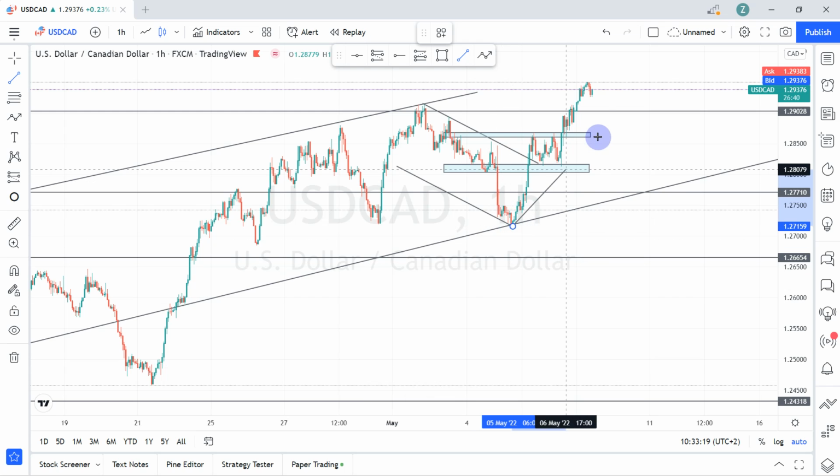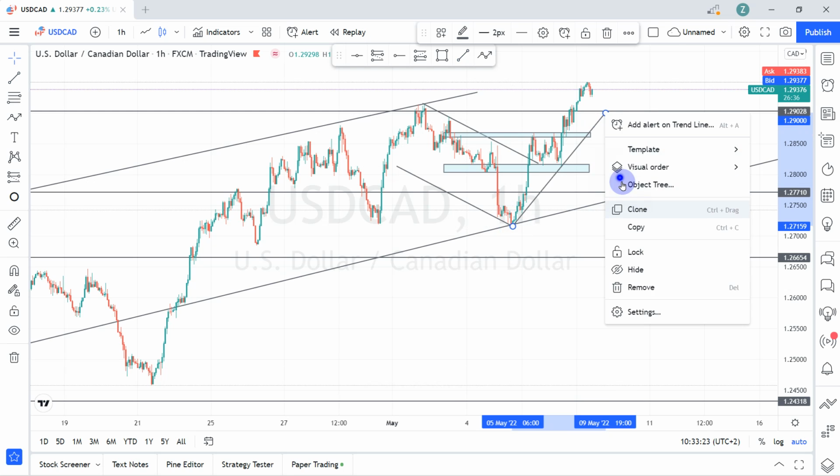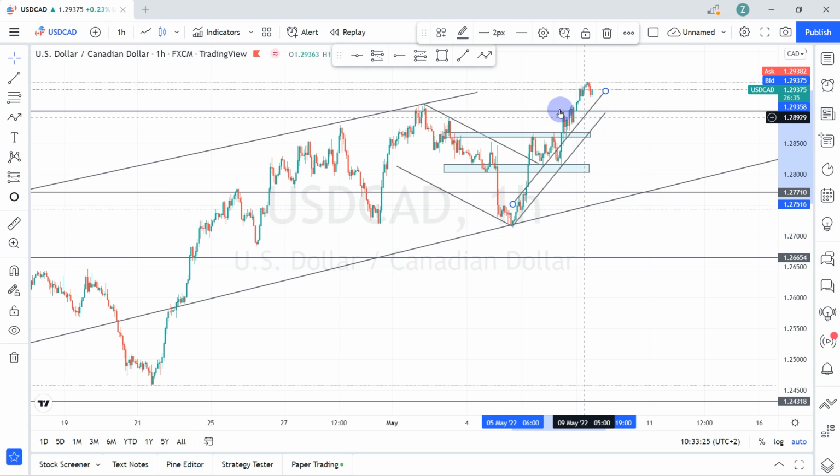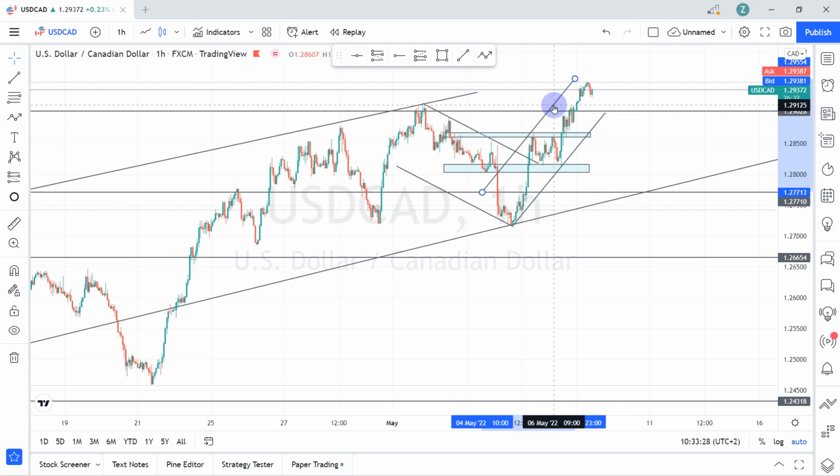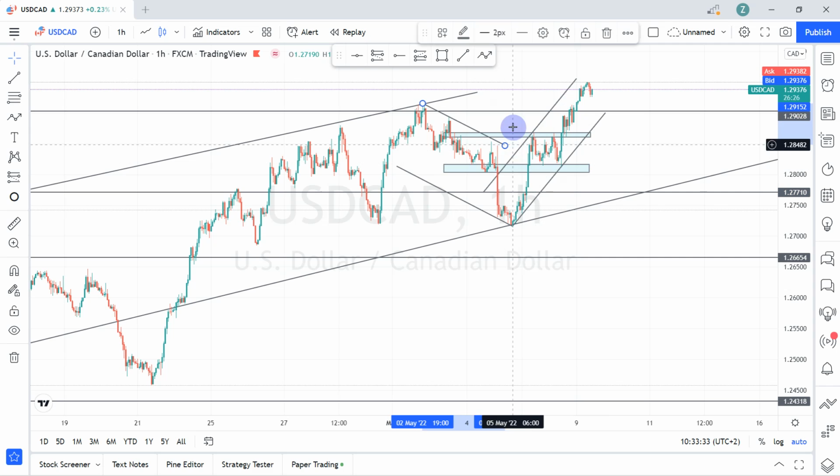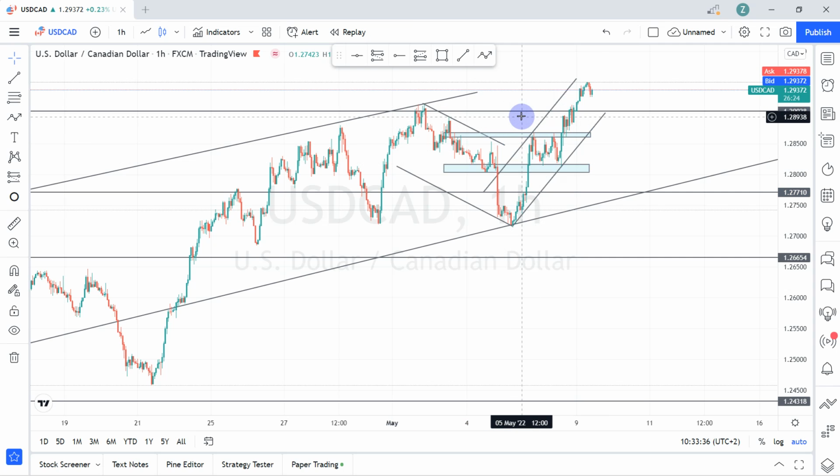So let's see, this is a counter trend, right? This is a small trend on the hourly time frame. This is a small counter trend. Let's cater for this, right? So this is our bullish counter trend.